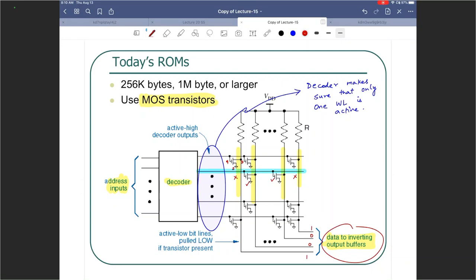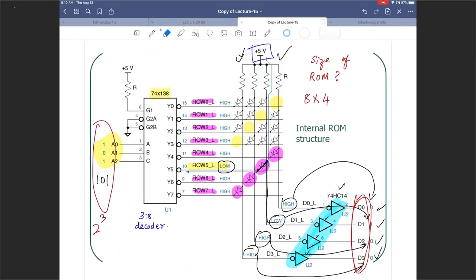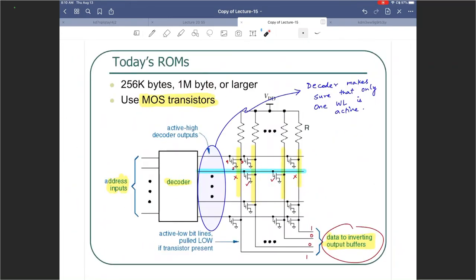We have seen this before over here. If I go back and show you guys a diagram here, you see all these U2 NOT gates. Those were functioning the exact same way. Those were the output inverting buffers. Let's come back here. So that's your RAM, in which you can use MOS transistors to pack a lot of memory in a given amount of area.